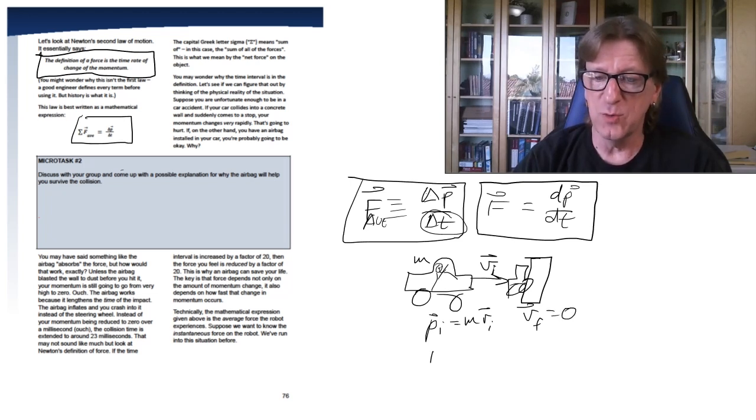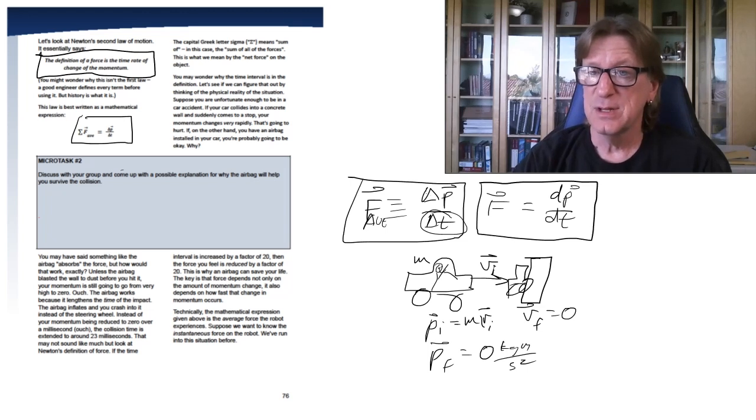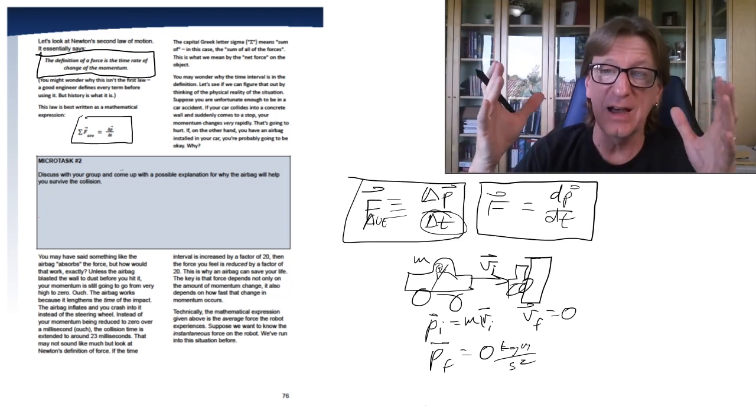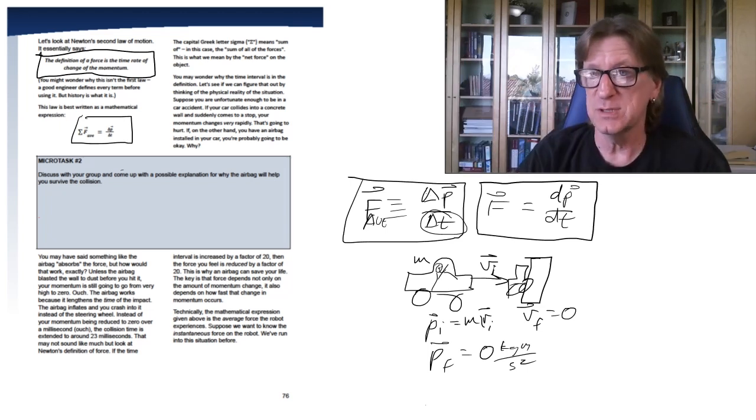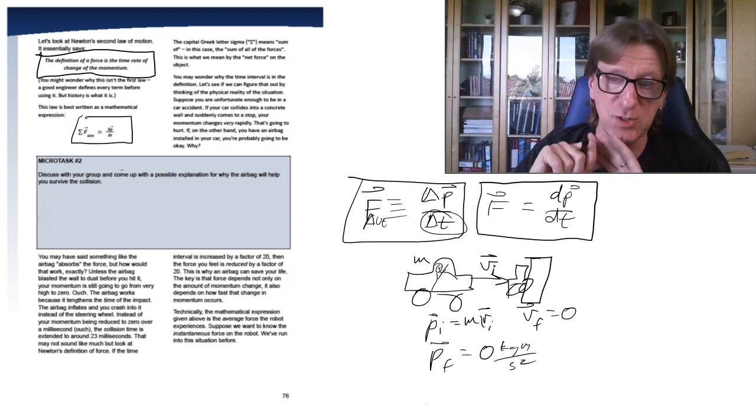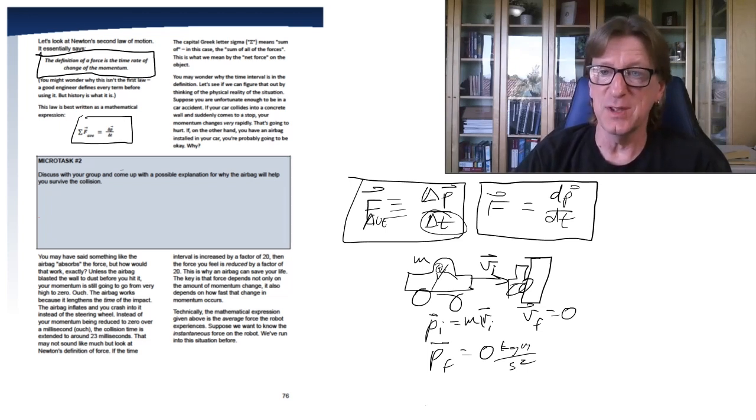So what is your final momentum? Well, that's also 0, right? The mass times 0. So this is going to be 0 kilogram meters per second. All right. So that means then that there is a change in momentum. So there is some sort of a force, right? Because we defined if I have a change in the momentum, there must be a net force. There is a net force being applied to your body right now that's making you stop.